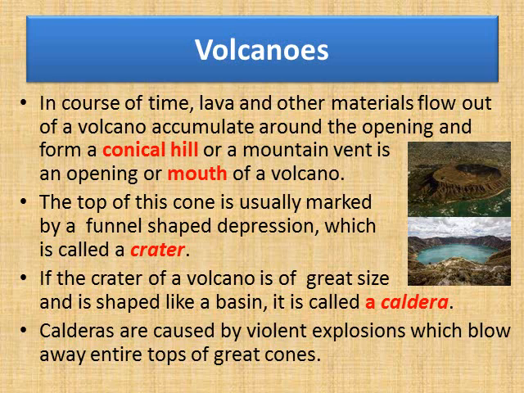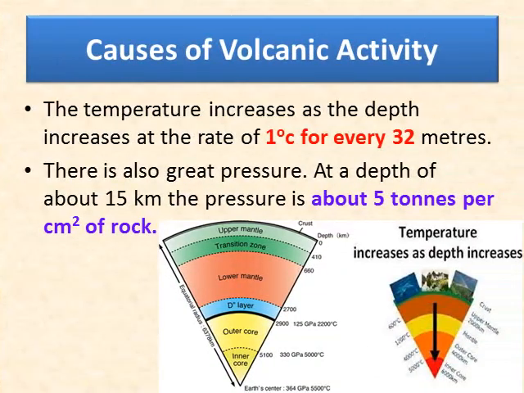A caldera is formed when the collapse of the volcano is inward. When it is inwardly collapsing, it is called a caldera. Craters are formed by the outward explosion of rocks. Calderas are caused by violent explosions which blow away the entire tops of great cones.